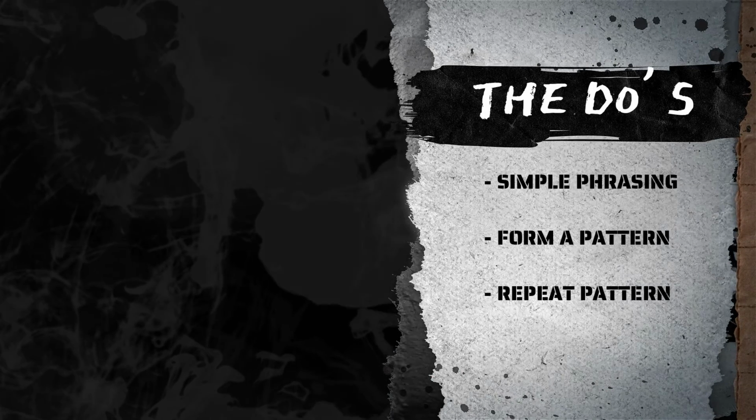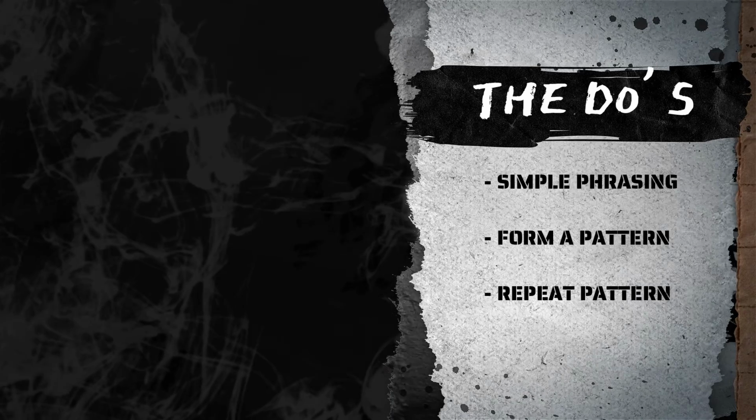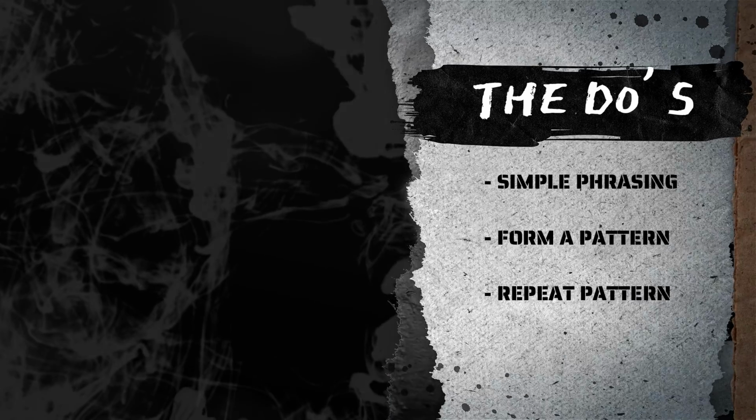Now, there's no right or wrong way to write a melody, but here are some do's and don'ts on how to improve writing a catchy melody. So do's: you do want to make the phrasing simple. You do want to formulate a pattern of notes, and you do want to repeat sections with that pattern. Those go hand in hand, going back to that repeating thing, something that's easy to catch the listener's ear.